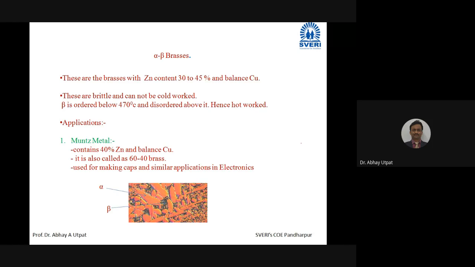Okay. Now it again has four applications. First is Muntz metal. It contains 40% of zinc and balance copper. It is also called 60-40 brass. It is used for making, actually it is wrong. By mistake it is copy pasted.